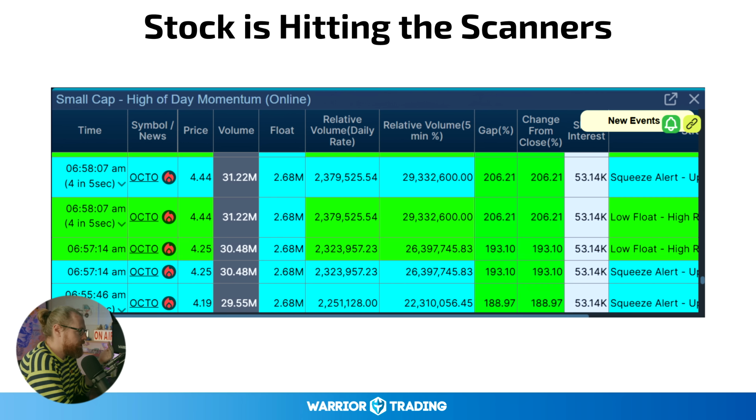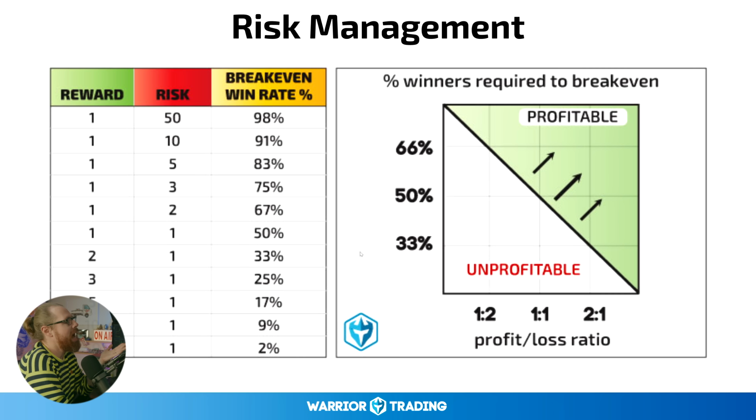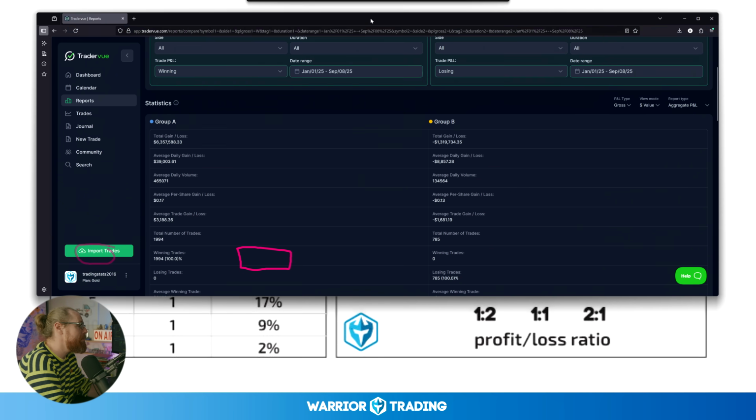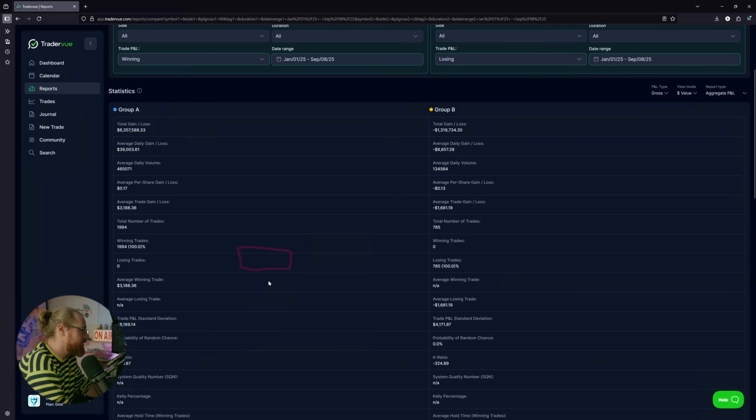So in terms of how to approach this strategy, the stock hits the scanner, I then am thinking about risk. Can I get a 2-to-1 profit to loss ratio? So I'm going to risk $1 to make $2. And as long as I'm risking $1 to make $2, I only need to be right 33% of the time to be break even.